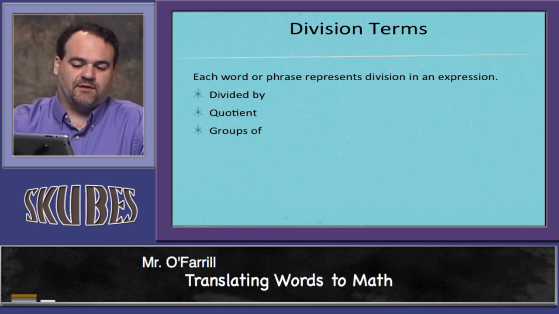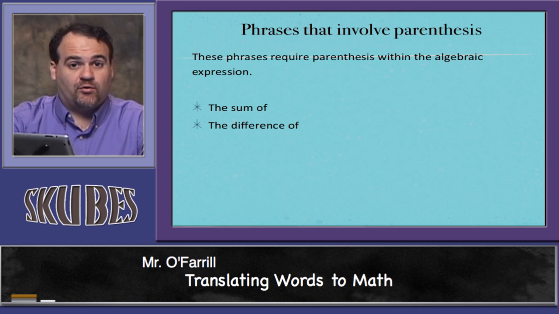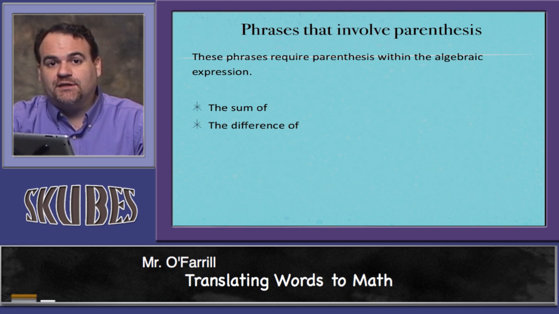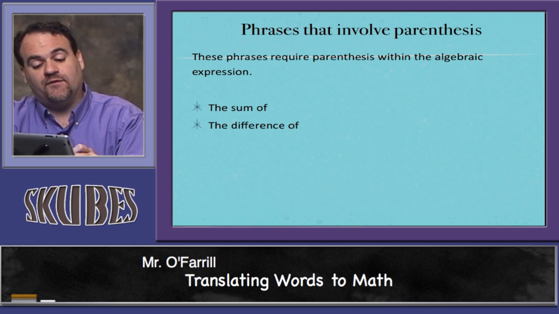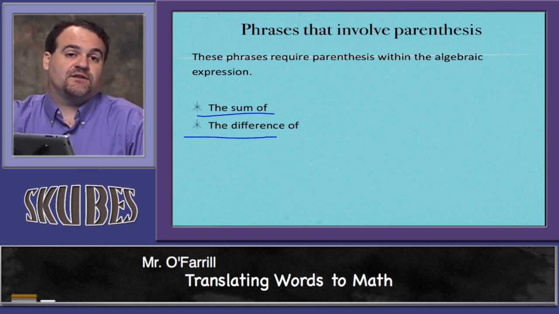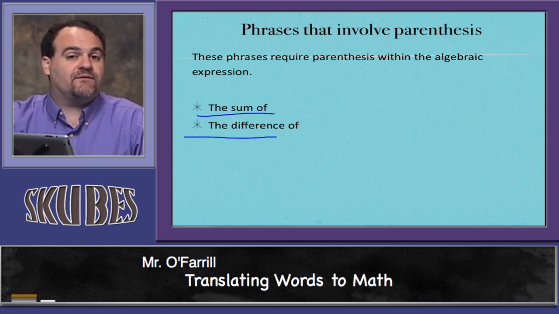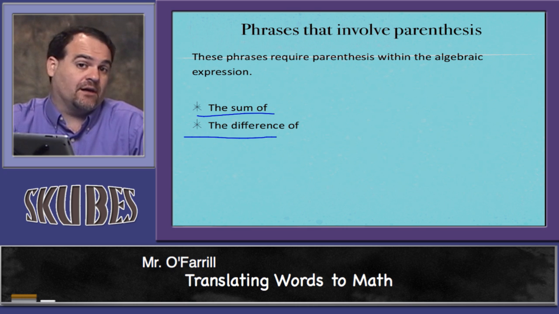Let's take a look at some of these. Now there are some phrases that are going to need to involve parentheses. Because of the order of operations, you know that addition and subtraction is never going to come before multiplication or division. So if we are asking for the sum of two numbers or the difference of two numbers before something else needs to happen, we have to utilize parentheses in order to force the addition or subtraction to come first.